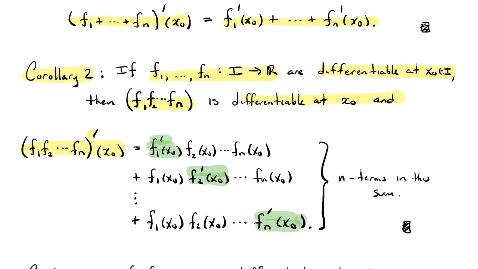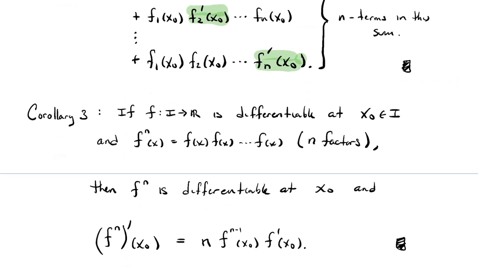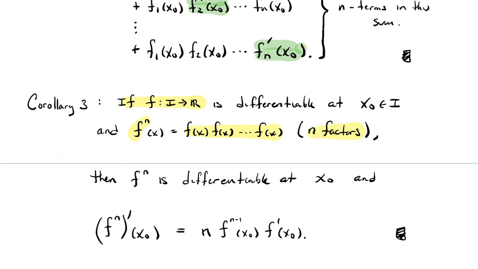And then the last corollary is a special case where those n functions are all the same. If you take a differentiable function f, by f to the n I just mean the product of f with itself n times. So this n doesn't represent n-fold composition. It means n-fold pointwise product. If f is differentiable, so is f to the n. And the derivative of f to the n will be n times f to the n minus 1 times f prime, all evaluated at x naught.